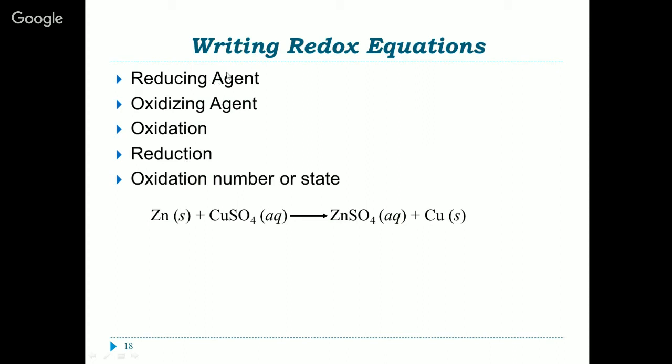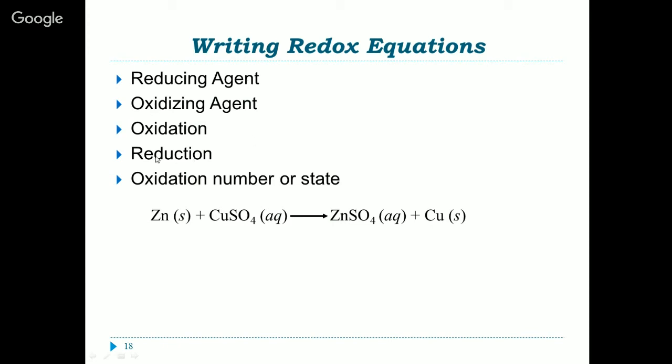So the reducing agent is actually going to be the thing that is oxidized. So if you yourself are oxidized, that means that you are losing electrons, which means that you have the power to reduce the other substance, meaning you can force the other thing to take your electrons. Hence, you are the reducing agent.